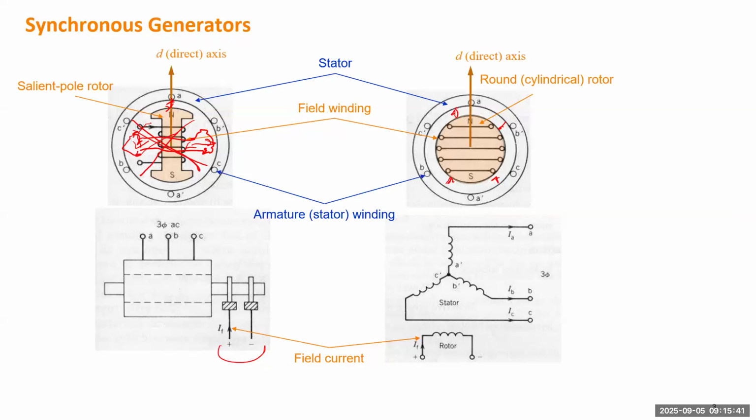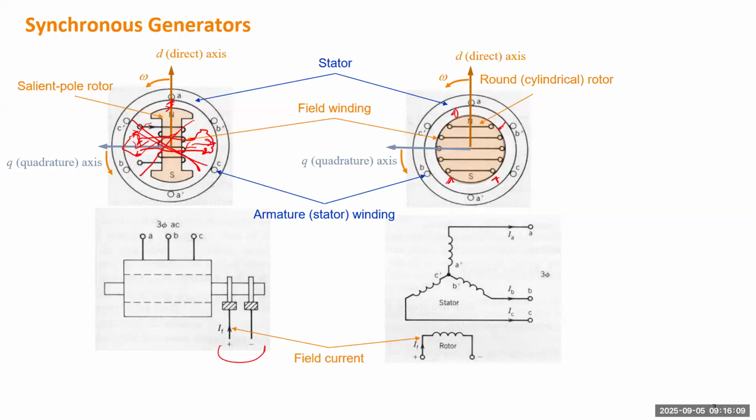The next thing we want to define is one axis, which is basically just the direction of N. We call that the direct axis, or D axis. And we also define another axis, which is leading D by 90 degrees in the orthogonal direction. We call it the quadrature axis, or Q axis.